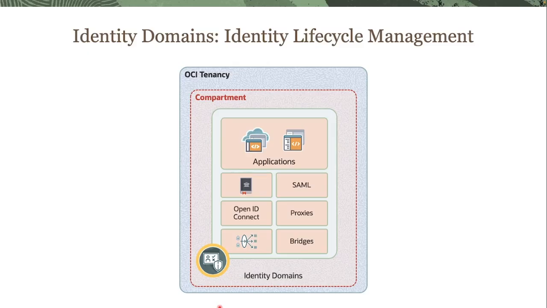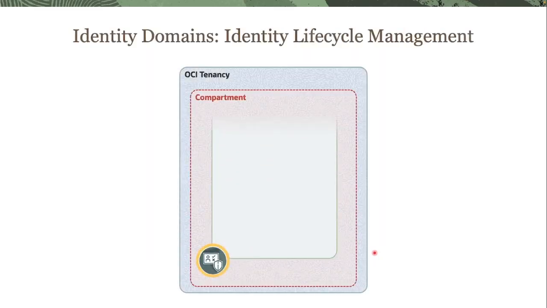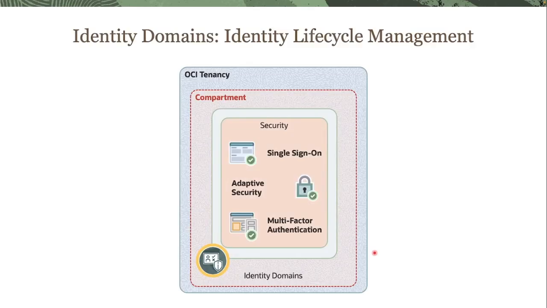You can also add applications using standard protocols such as SAML or OpenID Connect, or using our proxy gateways and bridges that extend to SaaS, PaaS, or any enterprise application, whether it is on premises or hosted in the cloud. Then on top of that, to increase the secure access to the applications and OCI resources, you can enable controls such as single sign-on, multi-factor authentication, and adaptive security.